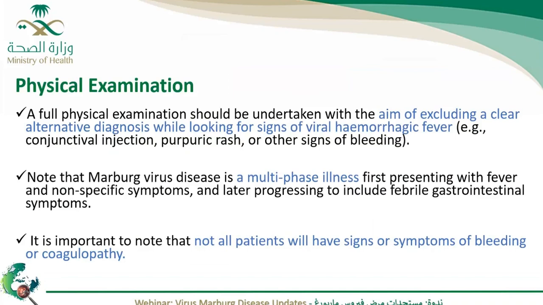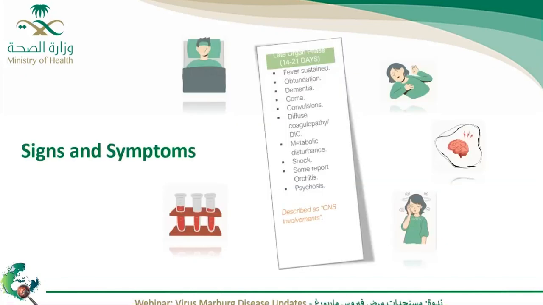The third and last phase is called the latent phase. CNS manifestations will start to appear, and it lasts from 14 to 20 days after infection. Also, the fever will be sustained, and the patient might complain of dementia, confusion, coma, convulsion, metabolic disturbance, psychosis, or shock, besides diffuse coagulopathy, or DIC, and some literature has reported orchitis.